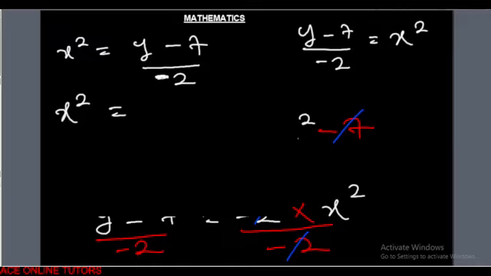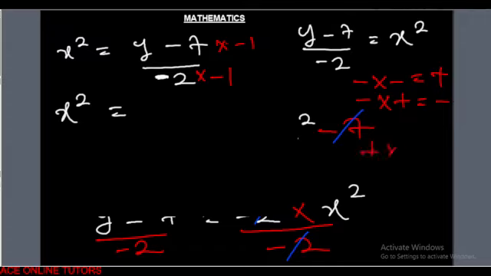You can remove a negative sign by multiplying it with another negative sign. So you come here and say multiply by minus 1, and you come here and also say multiply by minus 1. So you multiply both the top and bottom by what? By minus 1. Because in mathematics, minus multiplied by minus is plus, minus multiplied by plus is minus, plus multiplied by minus is minus, then plus multiplied by plus is plus.